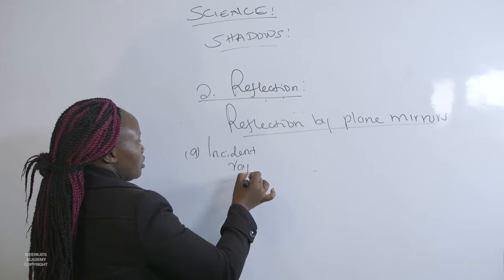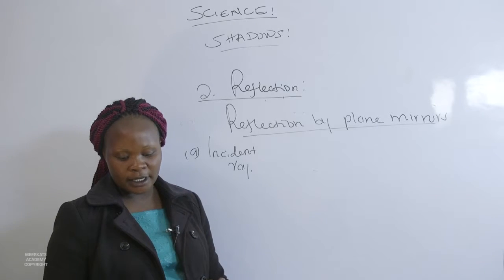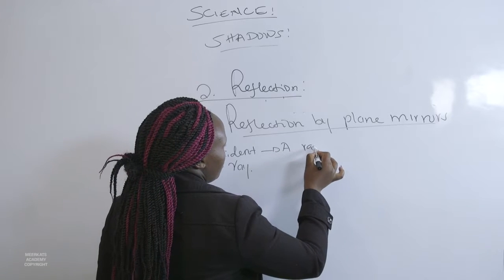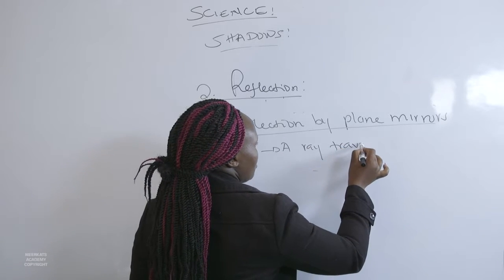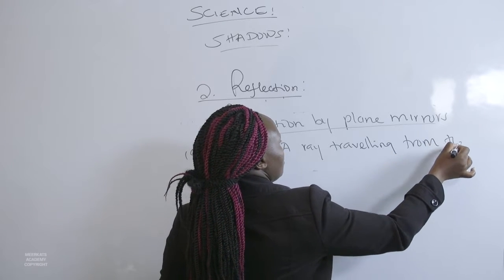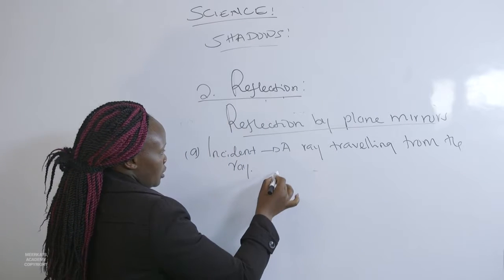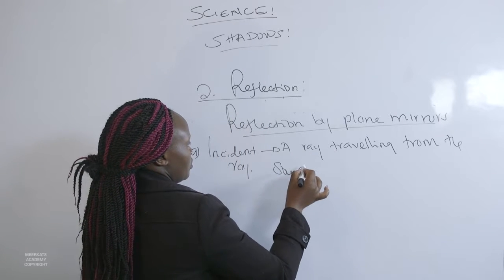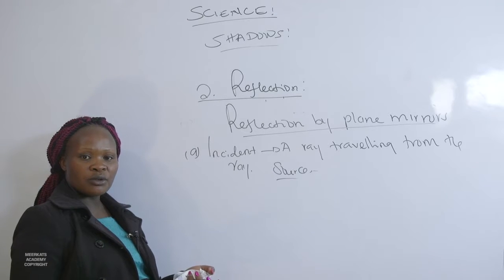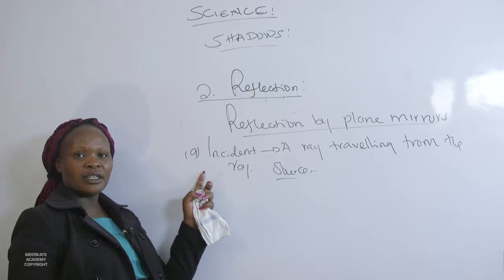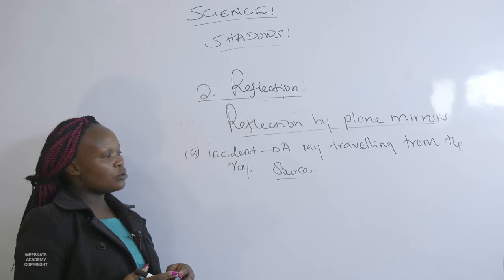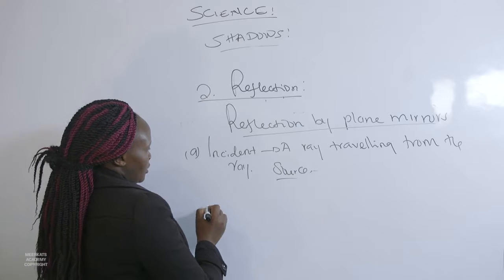Number one, you can talk of the incident ray. What is an incident ray? This one is a ray traveling from the source of light. Here, you could have a luminous source of light, and then you have a ray to consider, which is actually traveling from the source. That is what you could call an incident ray.